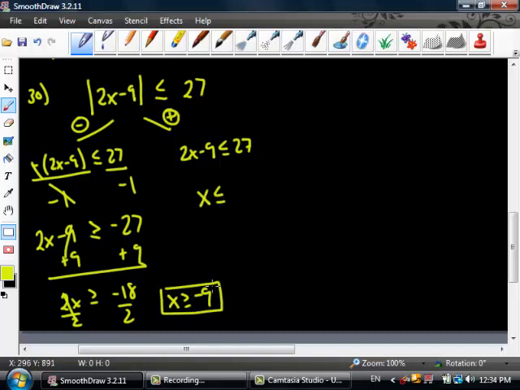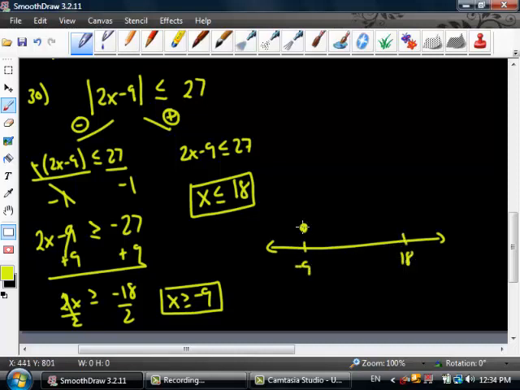You guys go ahead and finish off the positive case. What is x less than or equal to? As soon as you got the answer, raise your hand, please. Mr. President. 18, thank you. So, we've got this graph right here, -9 and 18. They're both closed. See, it looks like we're less than 18 and we're greater than -9, boom.